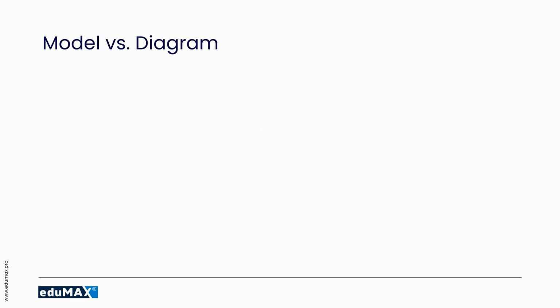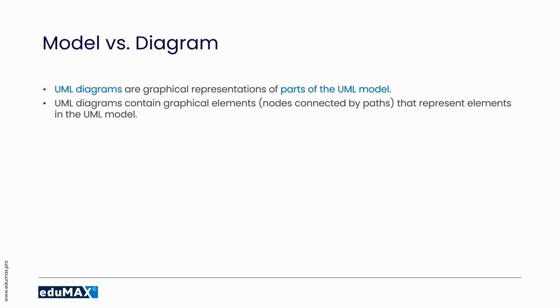What's the difference between models and diagrams? For many people it's confusing. They use these terms interchangeably. Diagrams in general are graphical representations of some parts of the model. So not all elements of the model should be represented as diagrams. Other elements are kept in the model without being diagrammed.